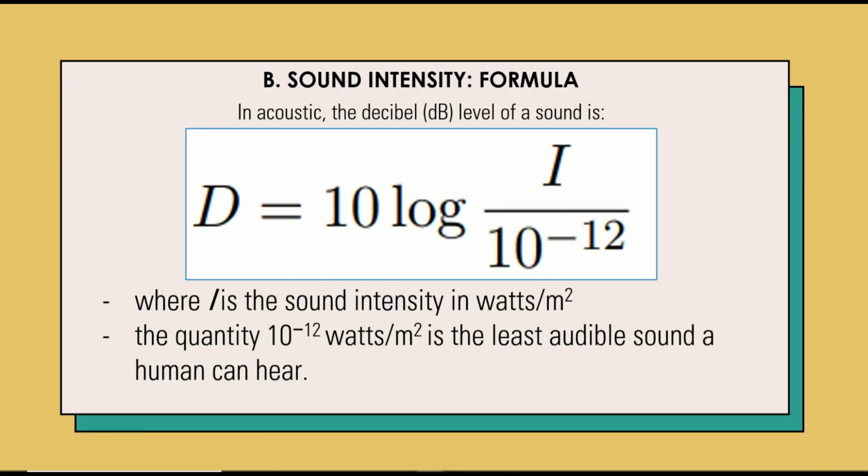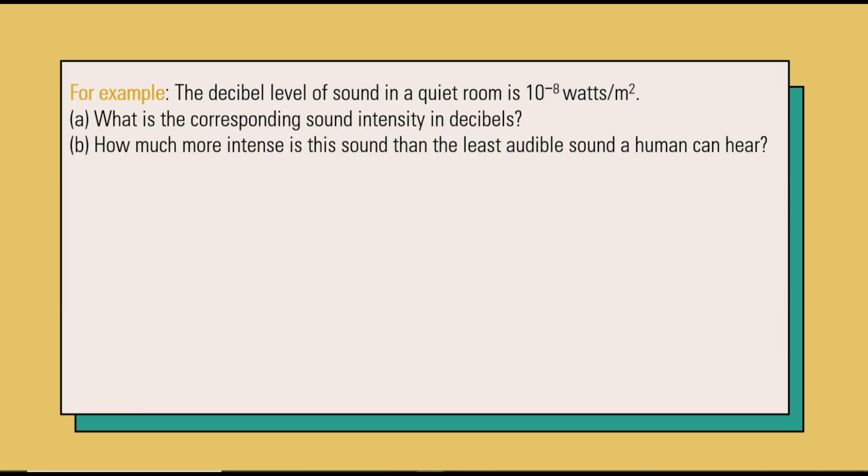For letter B, sound intensity. This is the formula. In acoustics, the decibel level of a sound is D = 10 log (I over 10^-12), where I is the sound intensity in watts per meter squared, and the quantity 10^-12 watts per meter squared is the least audible sound a human can hear. So, an example of this is the sound intensity in a quiet room, which is 10^-8 watts per meter squared.